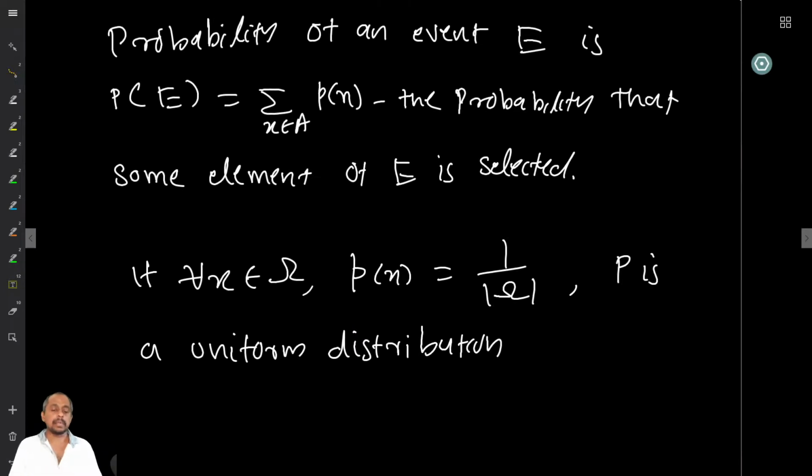Now, the probability of an event is basically the sum over all the probabilities of its individual elements. So the probability of the event E is the summation over all x belonging to E. This is E, I wrote it as A, it should be E.